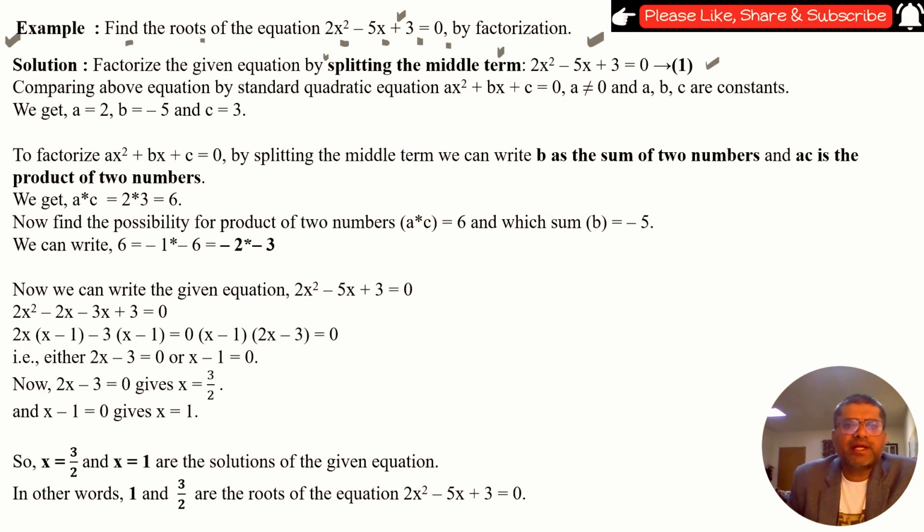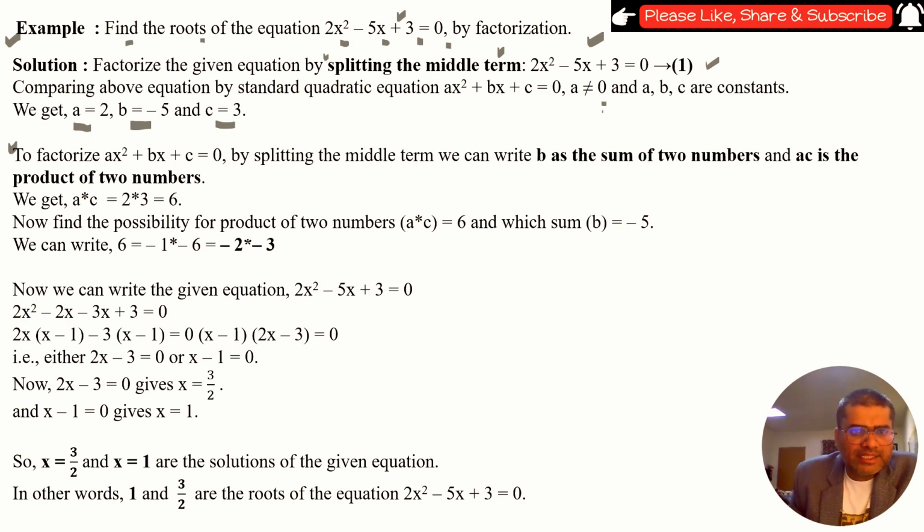Comparing the above equation with the standard quadratic equation ax square plus bx plus c is equal to 0, where a is not equal to 0 and a, b, c are constants, what do we get after comparison? We get a is equal to 2, b is equal to minus 5 and c is equal to 3. Okay, student, and how is this splitting the middle term working, just see here.